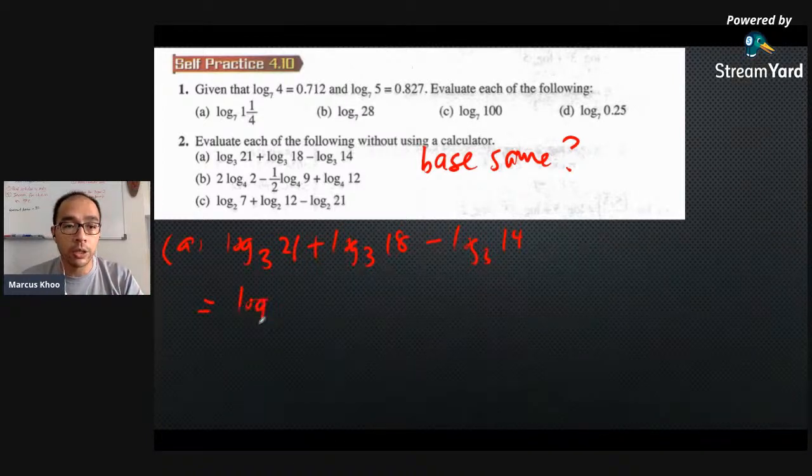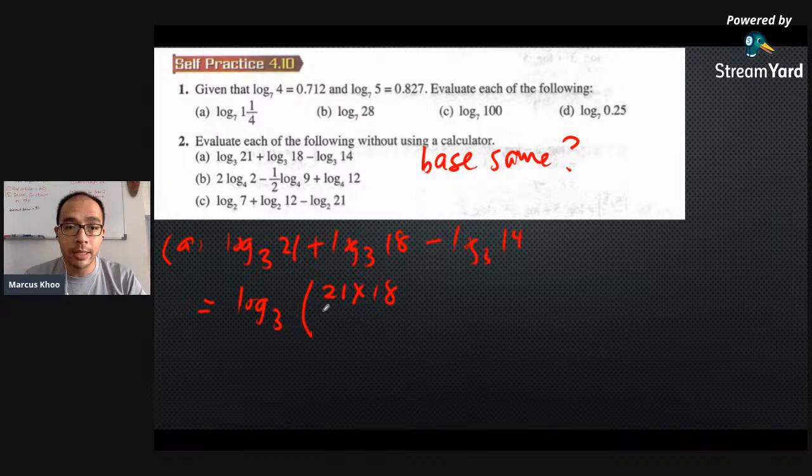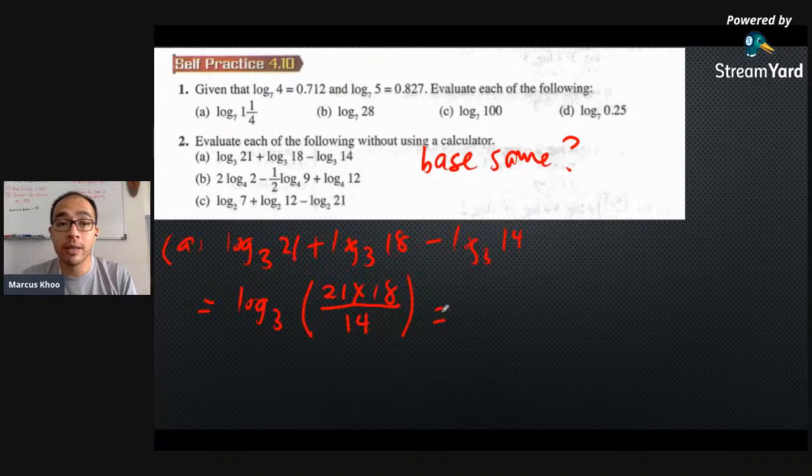So you get log 3. Then, since this is plus, so these two numbers we will multiply. Times 18. This is minus, you'll be divided by 14. Okay. Then you can find the value lah. Actually, it's so cheating, but actually you can lah. Okay, this will be just log 3 of 21 times 18 divided by 14 will be 27.